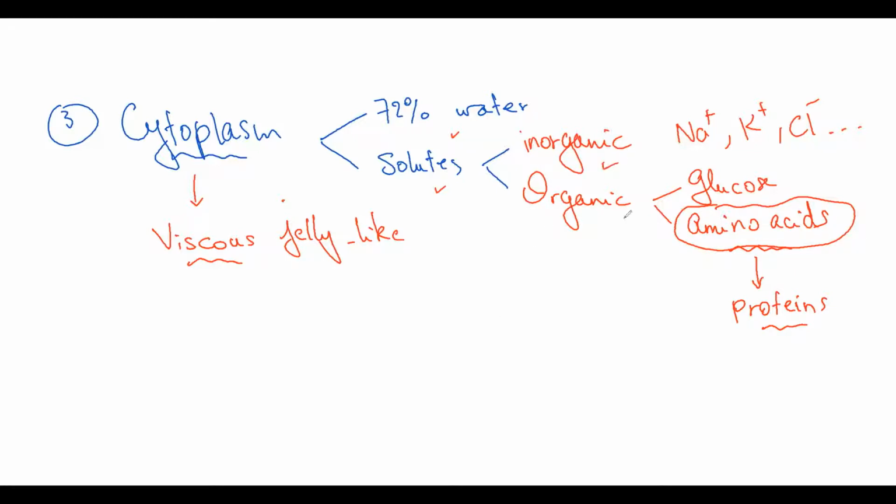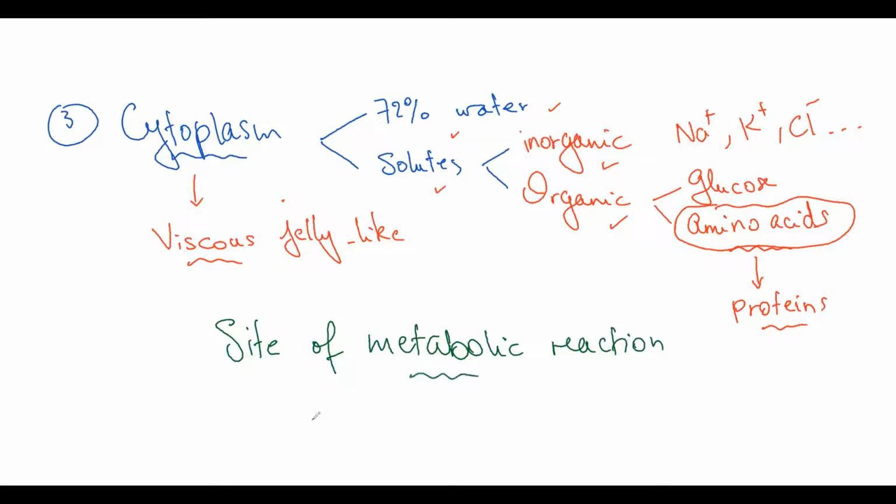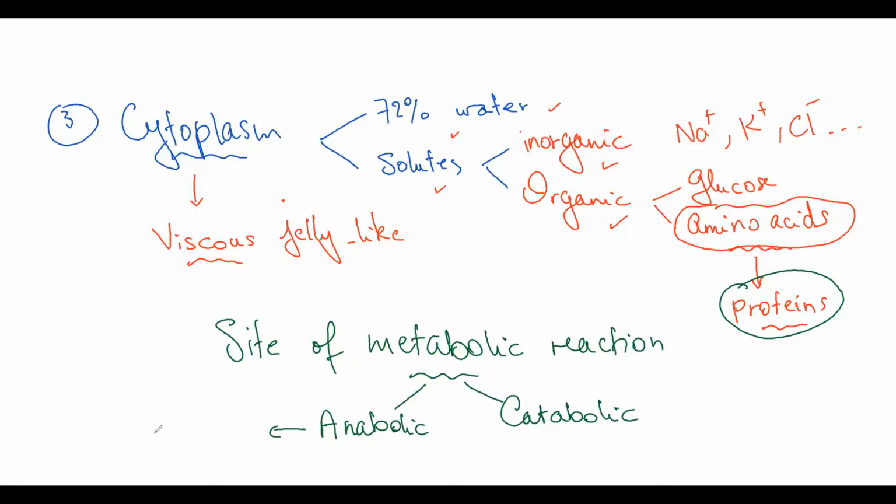And because the cytoplasm contains these chemicals in the presence of water, we say that the cytoplasm is the site of metabolic reactions. So what is metabolism? Metabolism is a group of chemical reactions that are either building up or breaking down. Building up means anabolic reactions: we get small molecules like amino acid molecules, and we build a large molecule, which is protein. If we want to break down this protein into amino acids, it's a breaking down metabolic reaction, called a catabolic reaction.